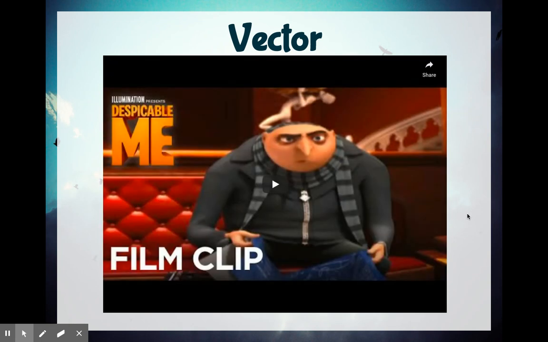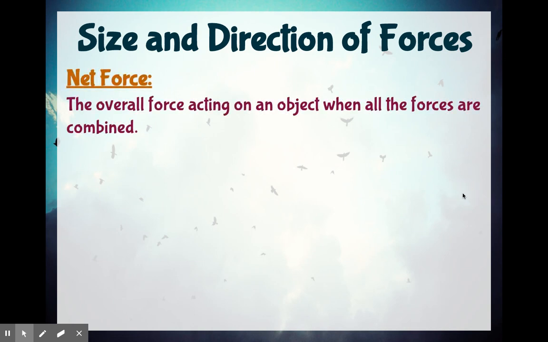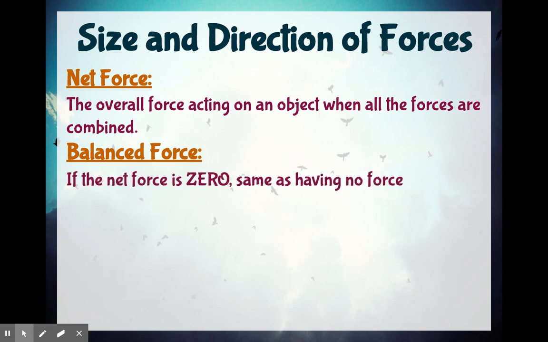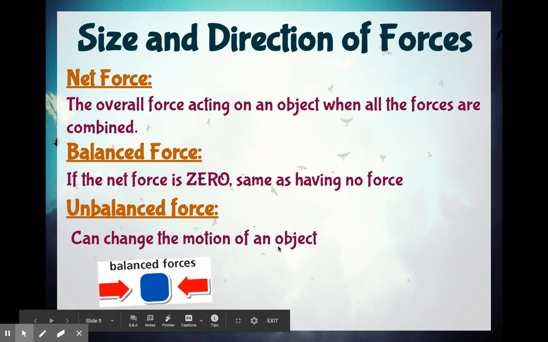So a vector, remember, it's just like Vector the evil genius said here. It's a mathematical symbol that represents both direction and magnitude. So our size and directions of forces. A net force is the overall force acting on an object when all the forces are combined. A balanced force shows that our net force is 0, which is the same as really having no force. So here's an example. If we have the same length of arrow, just in opposite directions, they're going to cancel each other out. If we have an unbalanced force, it's going to change the motion of an object.